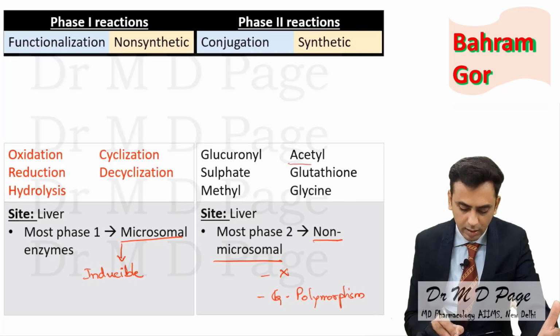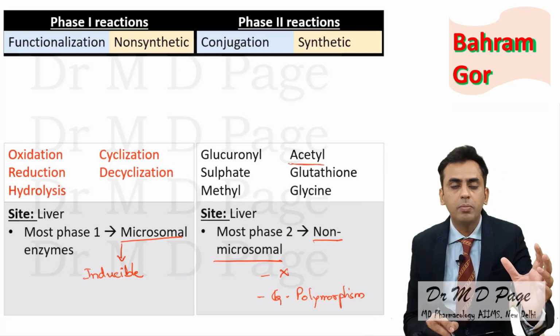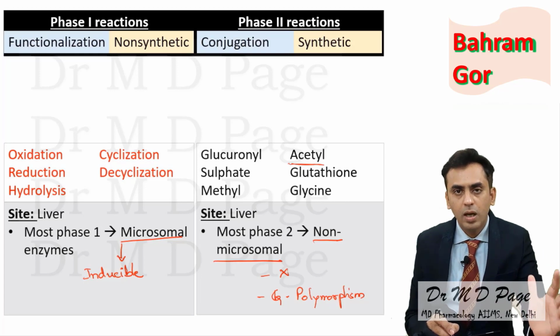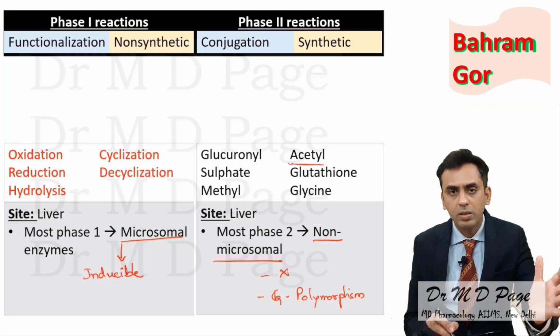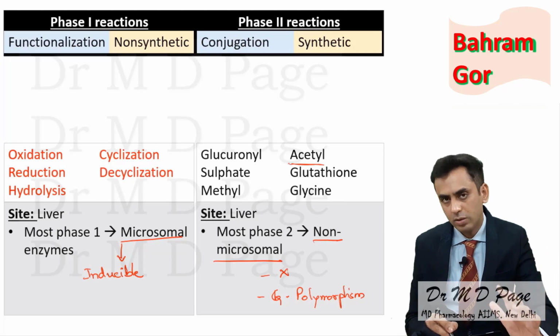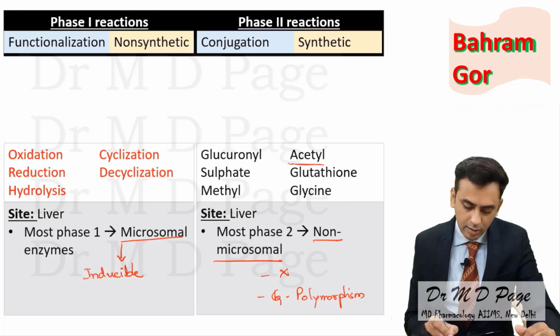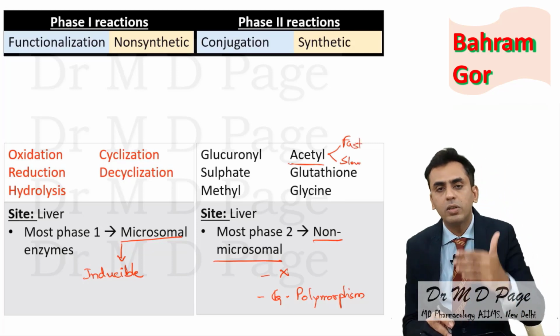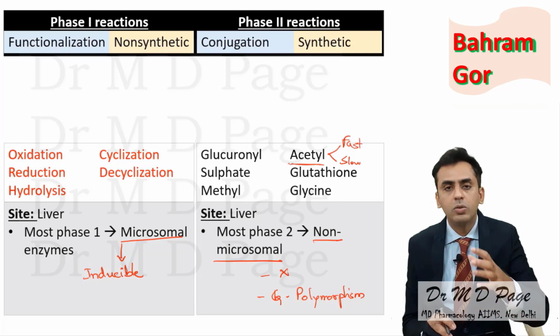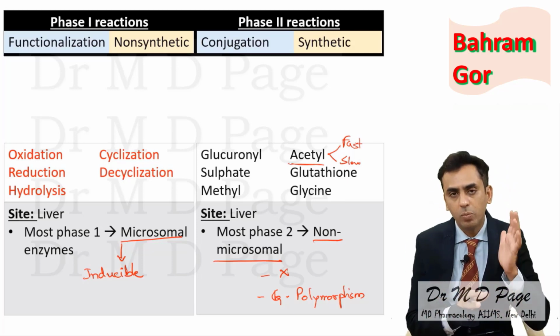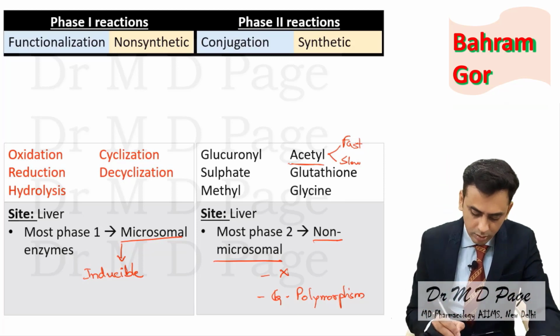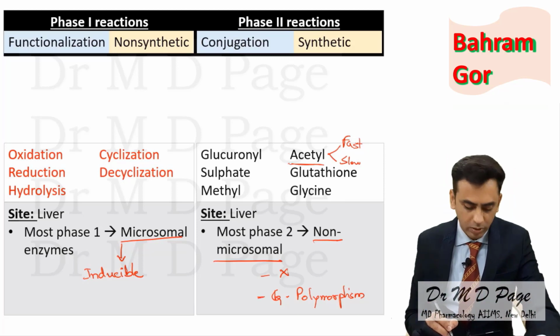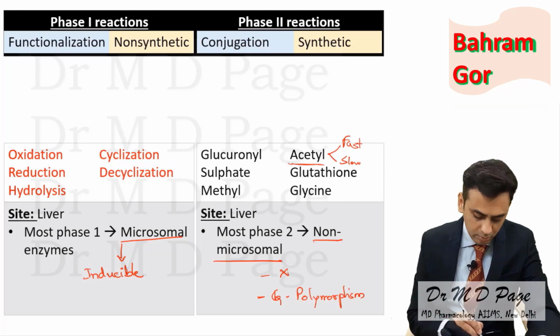For example, in acetylation, some persons will be rapid acetylators. They will be acetylating drugs very rapidly, thereby metabolizing the drug very rapidly and decreasing the drug's concentration and its effects. And there can be slow acetylators, who will be acetylating and metabolizing very slowly, so in such persons the drug accumulates and toxicity may result. So genetic polymorphism is common in non-microsomal enzymes, and microsomal enzymes are inducible.